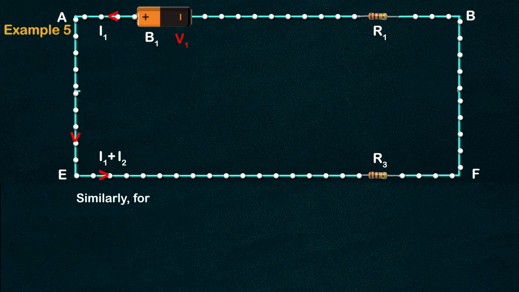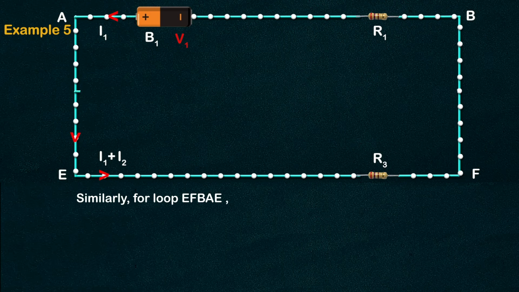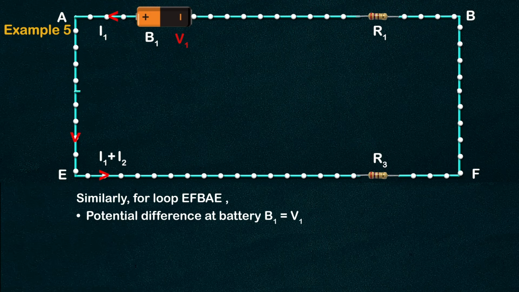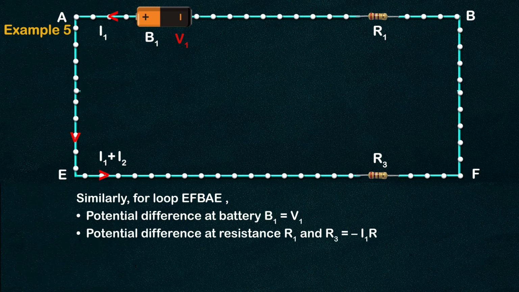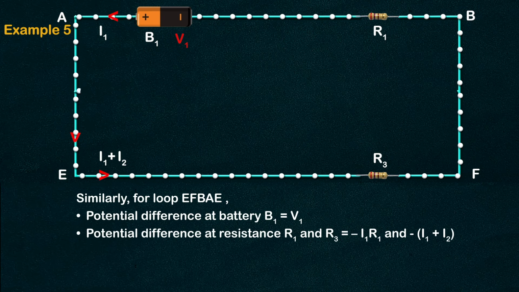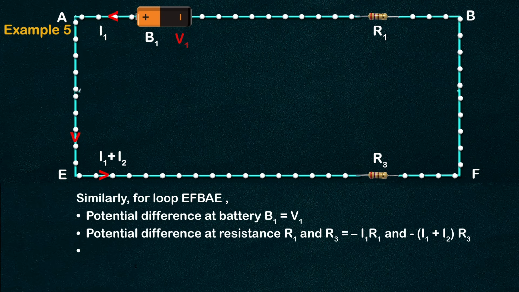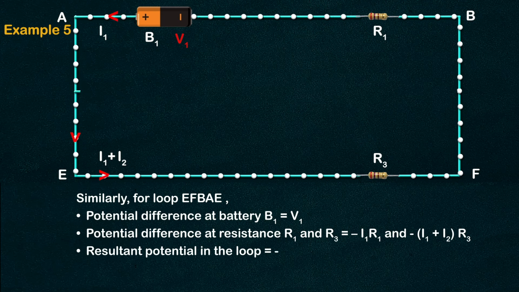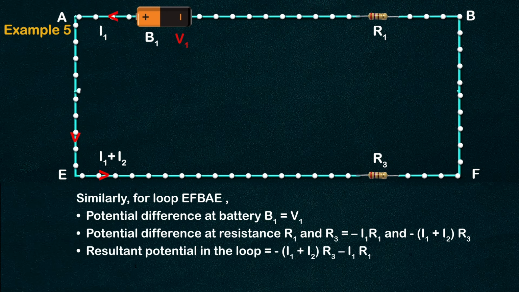Similarly, for loop EFBAE, potential difference at the battery B1 is equal to V1. Potential differences at resistances R1 and R3 are -I1R1 and -(I1 + I2)R3 respectively. The resultant potential in the loop is -(I1 + I2)R3 - I1R1 + V1 = 0.